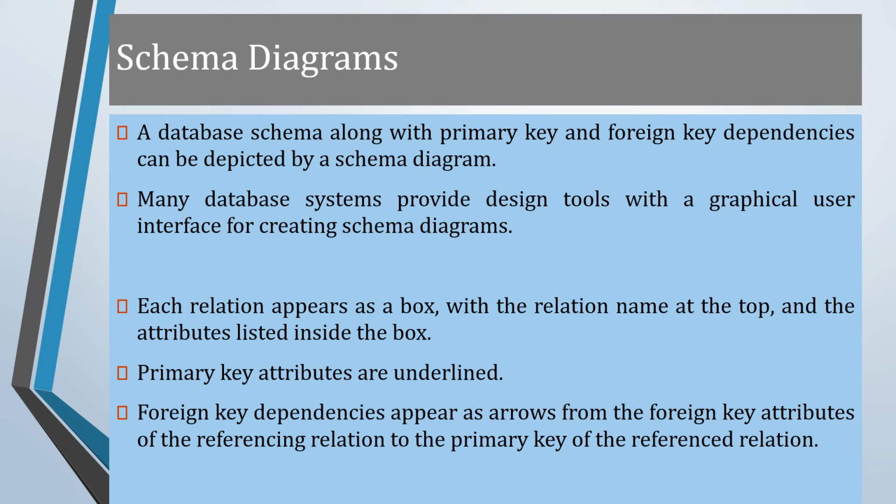The primary key attributes are underlined, whereas the foreign key dependencies appear as arrows from the foreign key attributes of the referencing relation to the primary key of the referenced relation. So by means of these arrows, these tables are linked. The foreign key dependencies are shown with the help of arrows in the schema diagram.